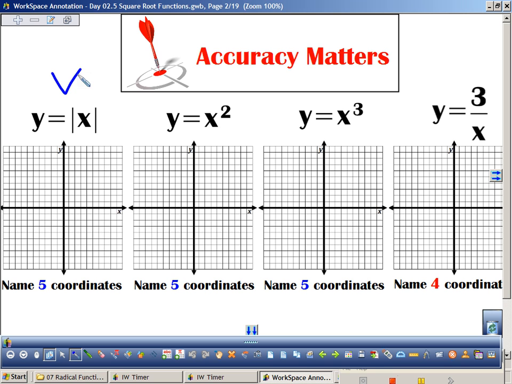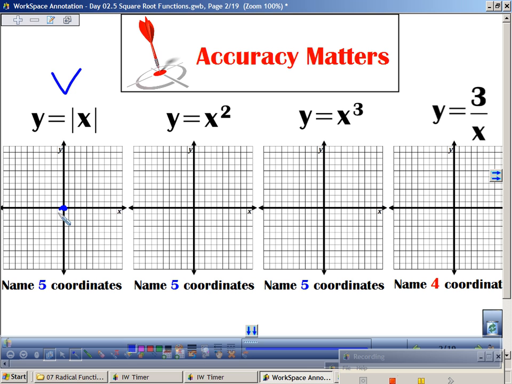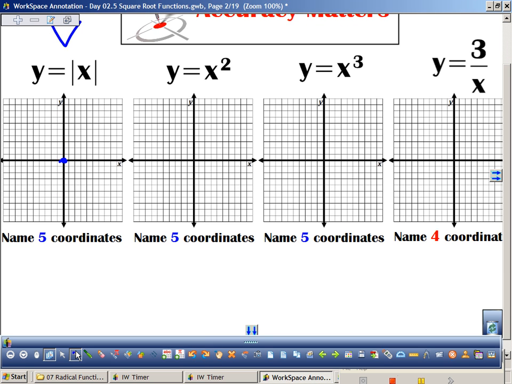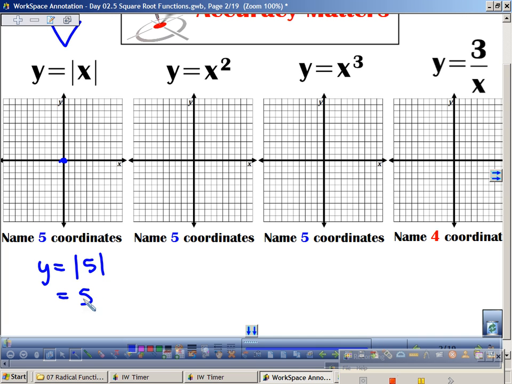right? But if I were to check it, I'd say, okay, I know it's a parent graph, so I know it's going to start at the origin at 0, 0. I know it's supposed to look like this. Well, let's test something. Let me put in 5. So if I go over, if I put in 5, y equals the absolute value of 5, I would get 5. So over 1, 2, 3, 4, 5, up 1, 2, 3, 4, 5.